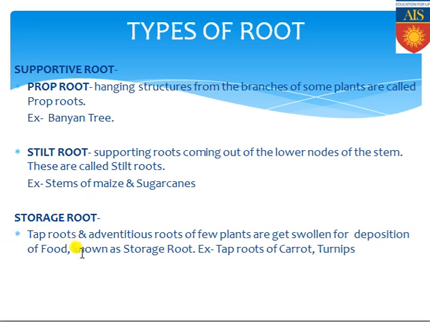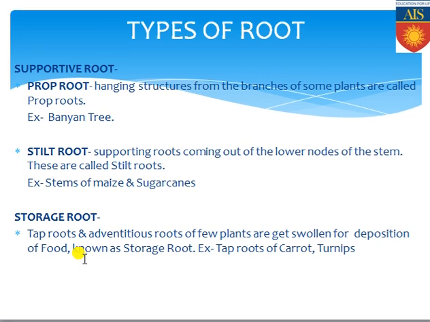Storage root is a kind of root where the tap root or the adventitious root of some plants gets swollen due to the deposition of food. So that's why it is known as storage root. Example, tap roots present in the carrot, then adventitious root present in the sweet potato. So these are the examples of the storage root where the food is stored within the tap root or within the adventitious root, and for that reason the root has obtained a fleshy structure. So as an example, radish, turnip or beetroot can also be examples of the storage root.